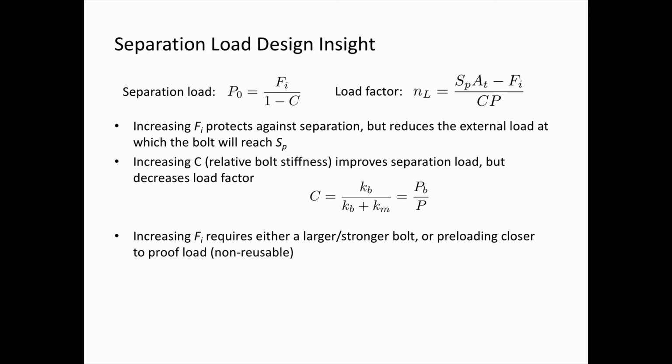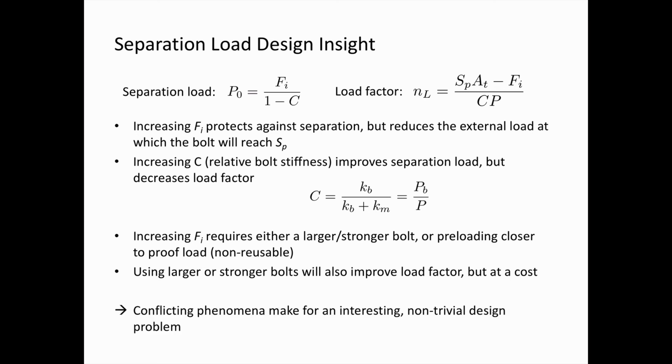Increasing the preload requires either a larger or stronger bolt, or preloading closer to proof load. In other words, if we're starting off with a reusable design and we increase the preload without increasing the strength or the size of the bolt, then we're going to end up with a non-reusable joint. Using larger or stronger bolts will also improve the load factor, but of course that's going to increase cost.